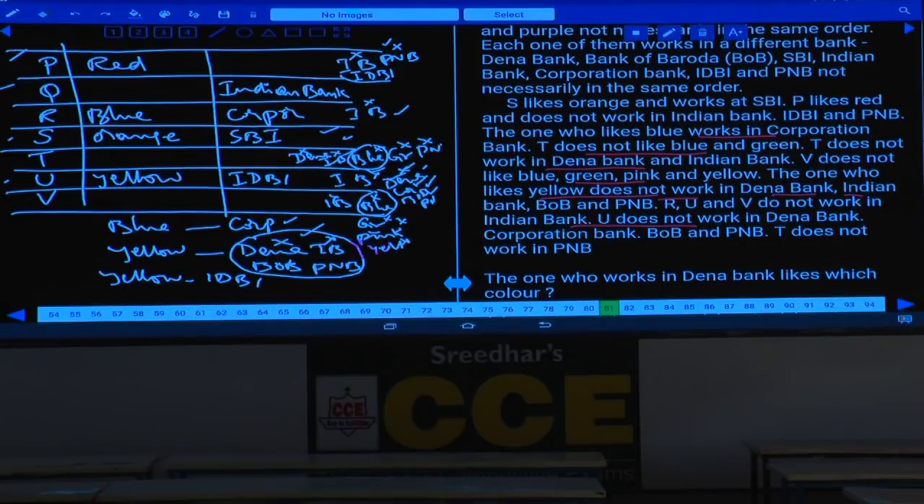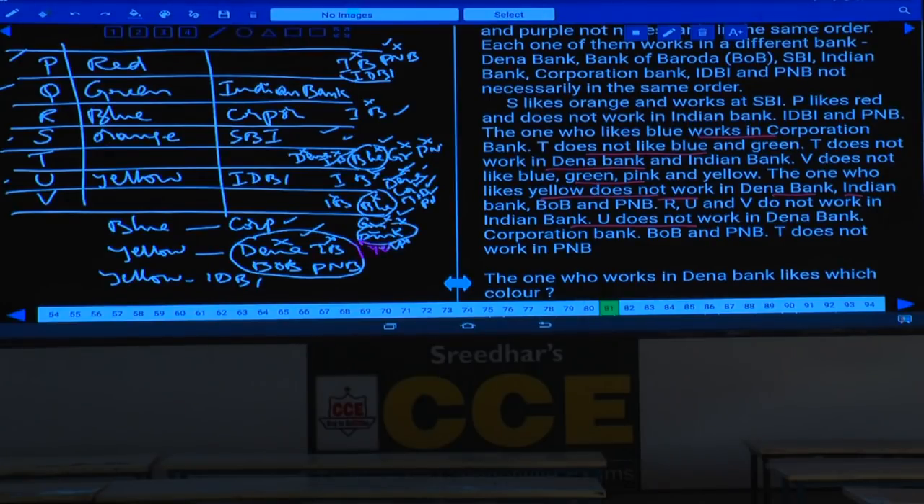Tell me what are the remaining colors. Then green. Now this person T does not like green, isn't it? As T does not like green, and this person V also does not like green, T and V do not like green, so this Q must like green color. Red, green, blue, orange, yellow were done. Now we are left with pink and purple.